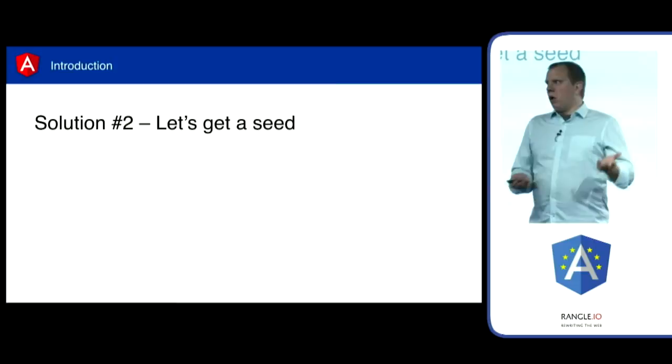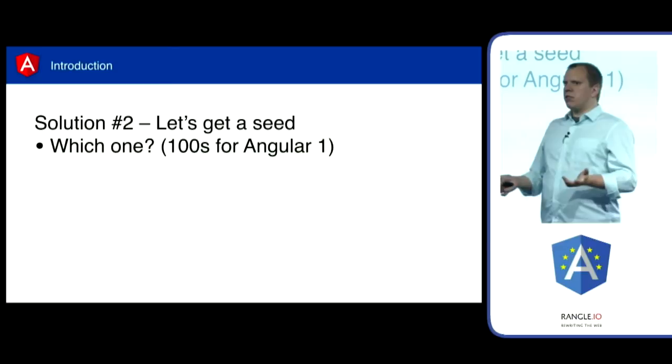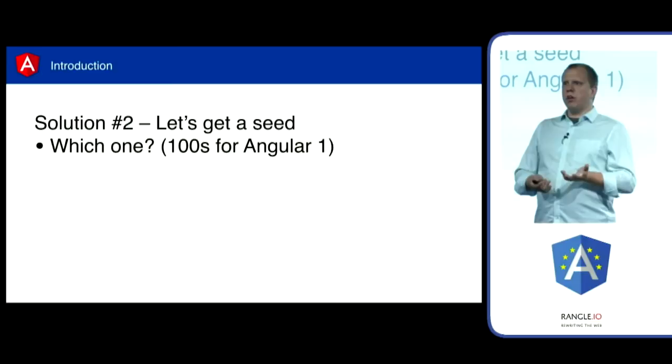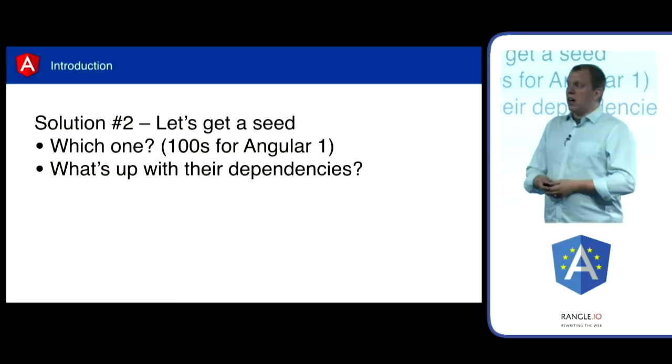So the solution number two is to go online and get a seed. All of you have probably used a seed before, or at least seen one in your life. It's not really a rare sight. So which one? There are hundreds, if not thousands, of Angular 1 seeds. They're starting to be a few dozen Angular 2 seeds. So you pick one, and then you look at the dependencies, and you're like, well, some of them have 80 dependencies. Can I remove one of them? Can I do something else?